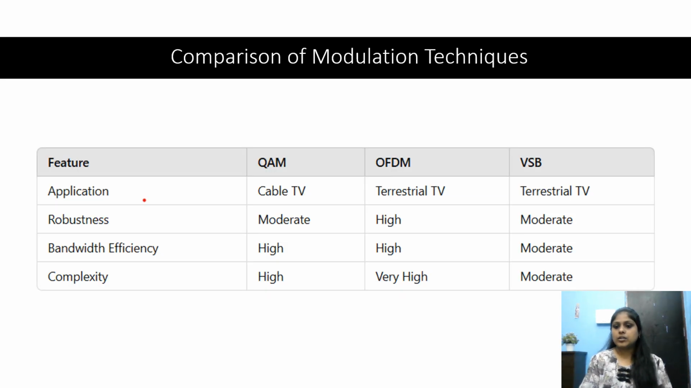Now let us compare the modulation techniques. QAM is used for cable TV, OFDM is used in terrestrial TV, and VSB is also used in terrestrial TV. Robustness is moderate in QAM, high in OFDM, and moderate in VSB. Bandwidth efficiency in QAM is high, OFDM is also high, and VSB is moderate. Complexity in QAM is high, in OFDM it is very high, and in VSB the complexity is moderate.